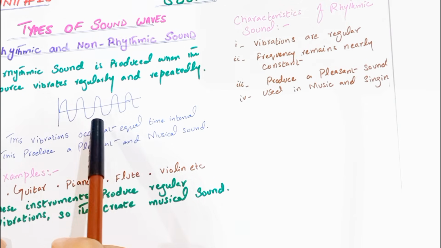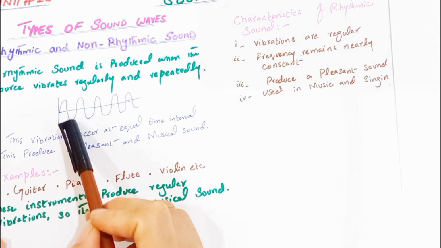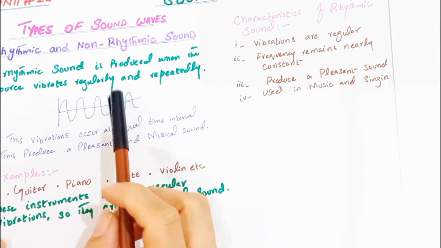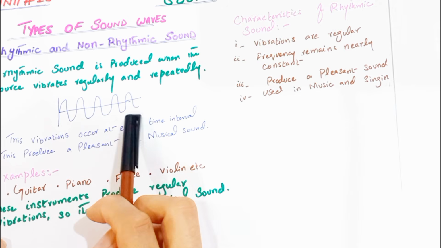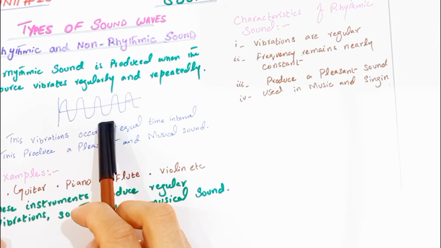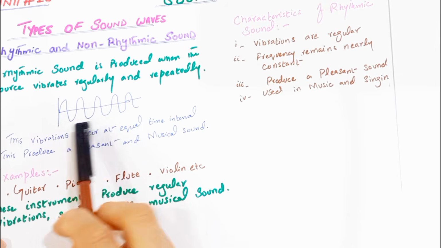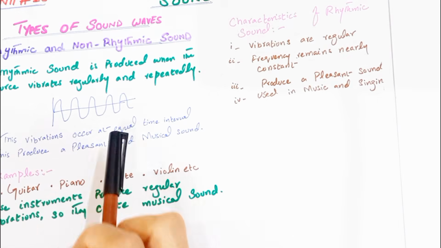Frequency remains the same. It means that if it produces one wave per second, in each second producing one wave, then its frequency remains constant. It does not change. When the vibrations are regular and the frequency remains constant, it produces a pleasant sound. This pleasant sound is used in music and singing.